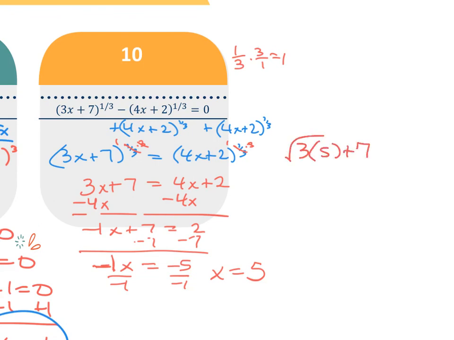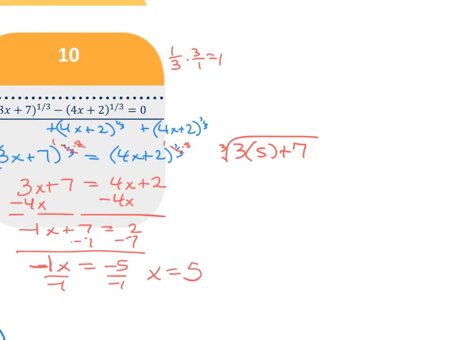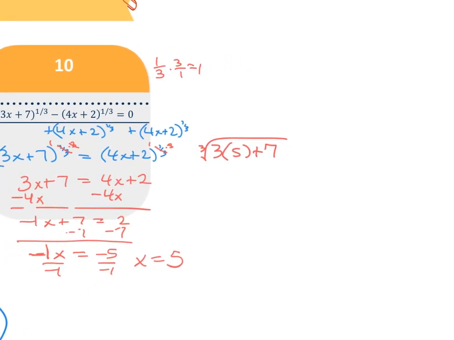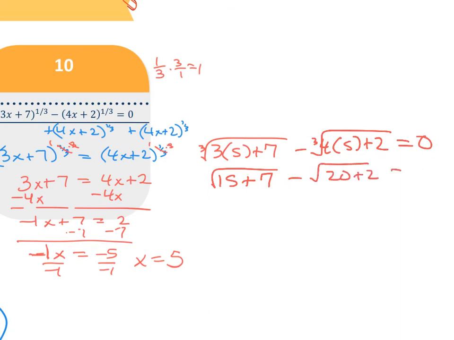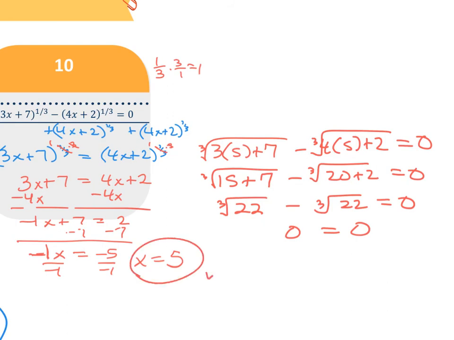Now again, remember, we could also think of this as a cube root, if that helps you. Because the 1/3 power, remember that denominator is a root. And then minus 4 times 5 plus 2. Again, you can leave it as a cube root, or you can leave it as the exponent. So 15 plus 7 minus 20 plus 2. These are cube roots. So I get 22. Cube root of 22 minus the cube root of 22. Again, anything subtracted by itself is 0. So this is a good answer.